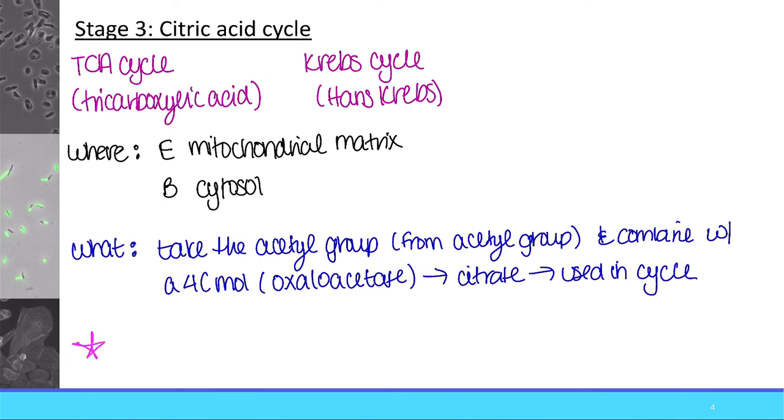The last thing that I want to leave you with on this page is that this cycle is so important that no deficiencies exist. If during development a deficiency does exist, then that embryo is not viable. And so you might be asking yourself, why is this the case? Why is this citric acid cycle so important that we can't have any mistakes in it?